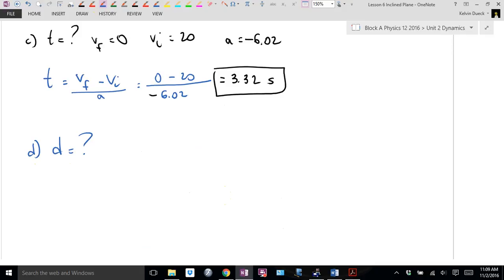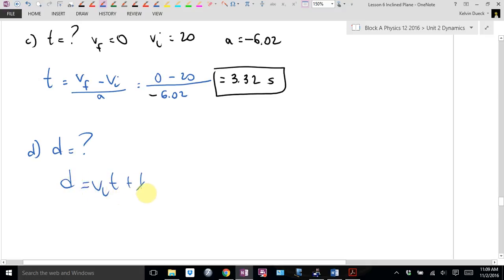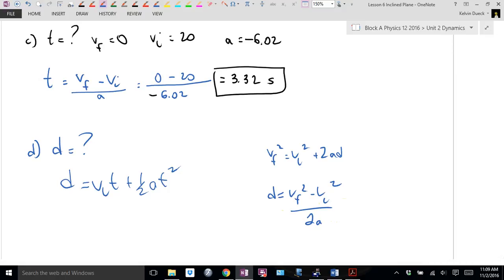I can do this a couple of ways. I could use d equals VIT plus a half AT squared, because I now have time, 3.32. Or I think I could use VF squared equals VI squared plus 2AD, so d equals VF squared minus VI squared all over 2A. Both of those will give you the same answer. In both of them, you are going to have to let A be negative, because they're from our kinematics unit, where slowing down was negative. Since this one already has the D by itself, I'll go with this one.